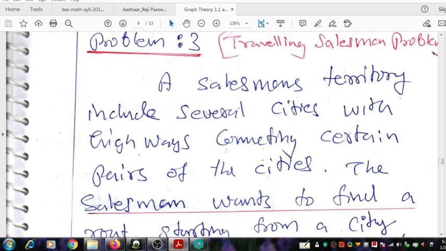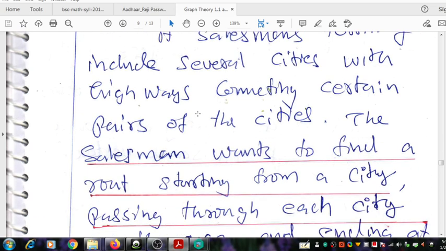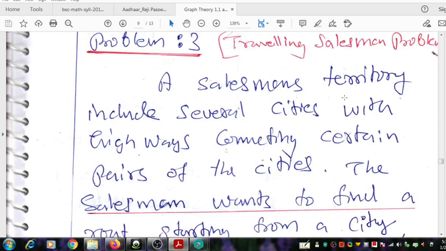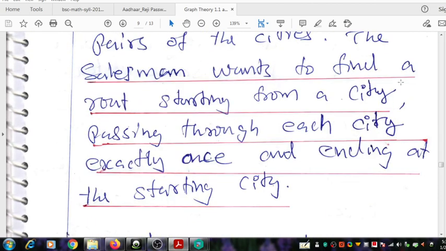And this salesman wants to find a route. This is the problem part. The first part is the description, the condition part, and this is the problem part.